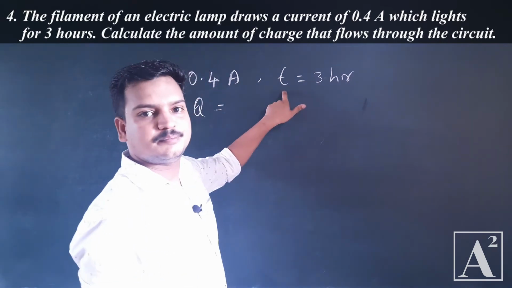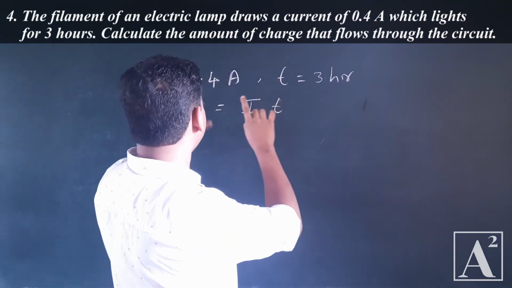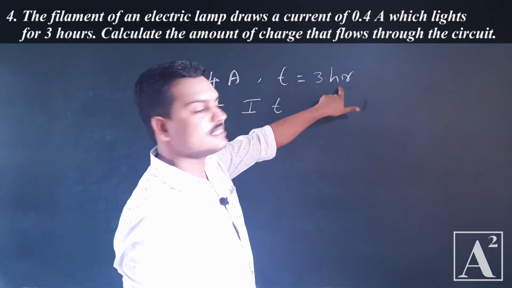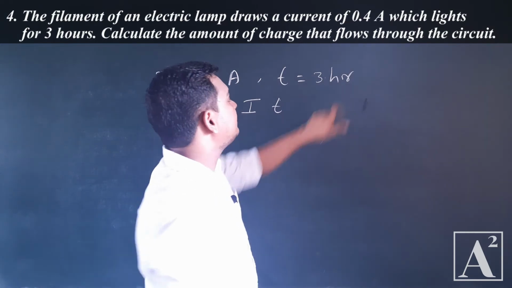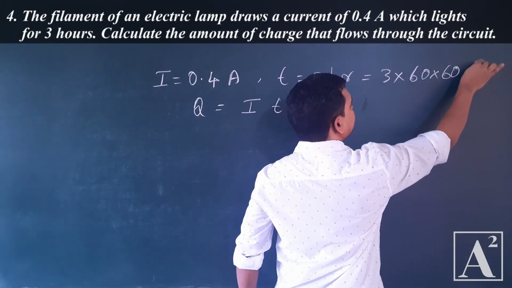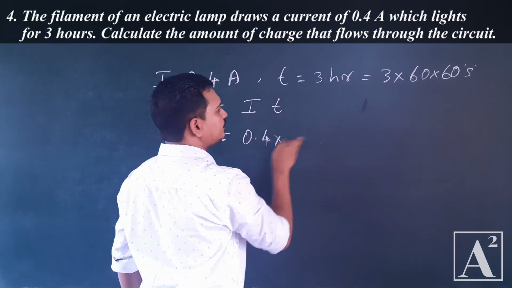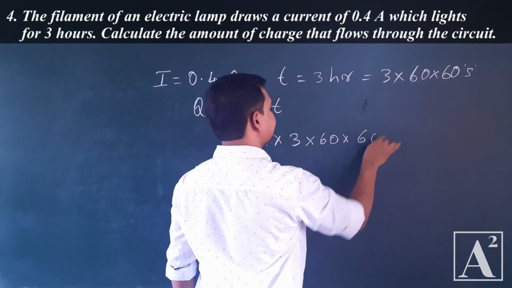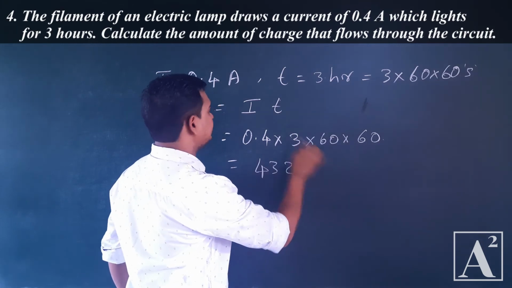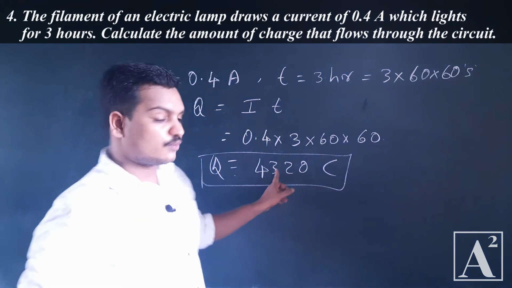So I and T both are given. So we have the formula I times T. Before substitution, just check the units. Amperes, 0.4 ampere, no problem, and time, that is 3 hours. Here the problem, this is not in SI, so let's convert it. Okay, 3 into, just multiply with 60 into 60. Now it is in seconds, right? Substitute here, that is 0.4 into 3 into 60 into 60. So final output 4320. This unit, that is coulomb, because charge unit. Okay, so total charge is equal to 4320 coulomb.